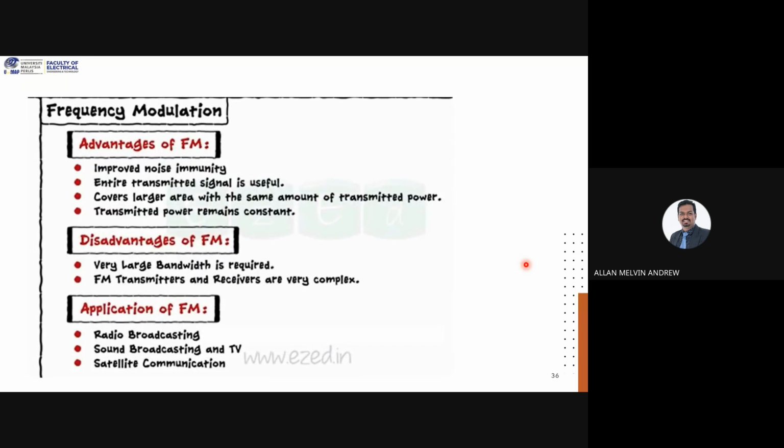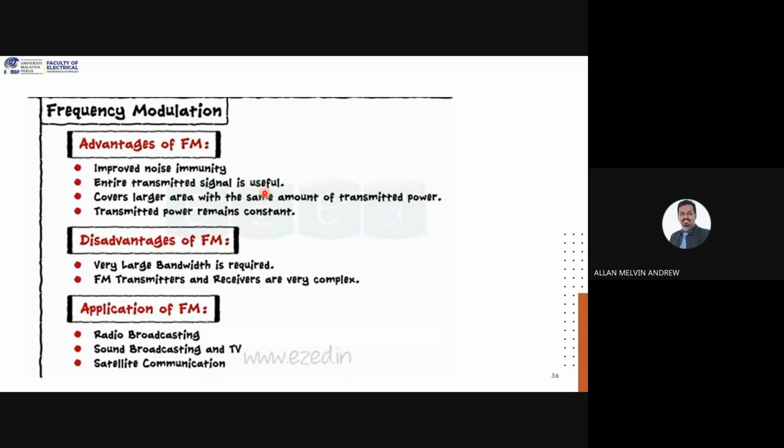Okay, so for frequency modulation, what are the advantages? There are some advantages. Improved noise immunity: noise immunity means it prevents noise in the transmission. That's why when we hear a radio station in the car, even when you are traveling, it's still stable and you do not get a lot of noise, because FM has improved noise immunity, and the entire transmitted signal is useful. Okay, because you are not varying the amplitude.